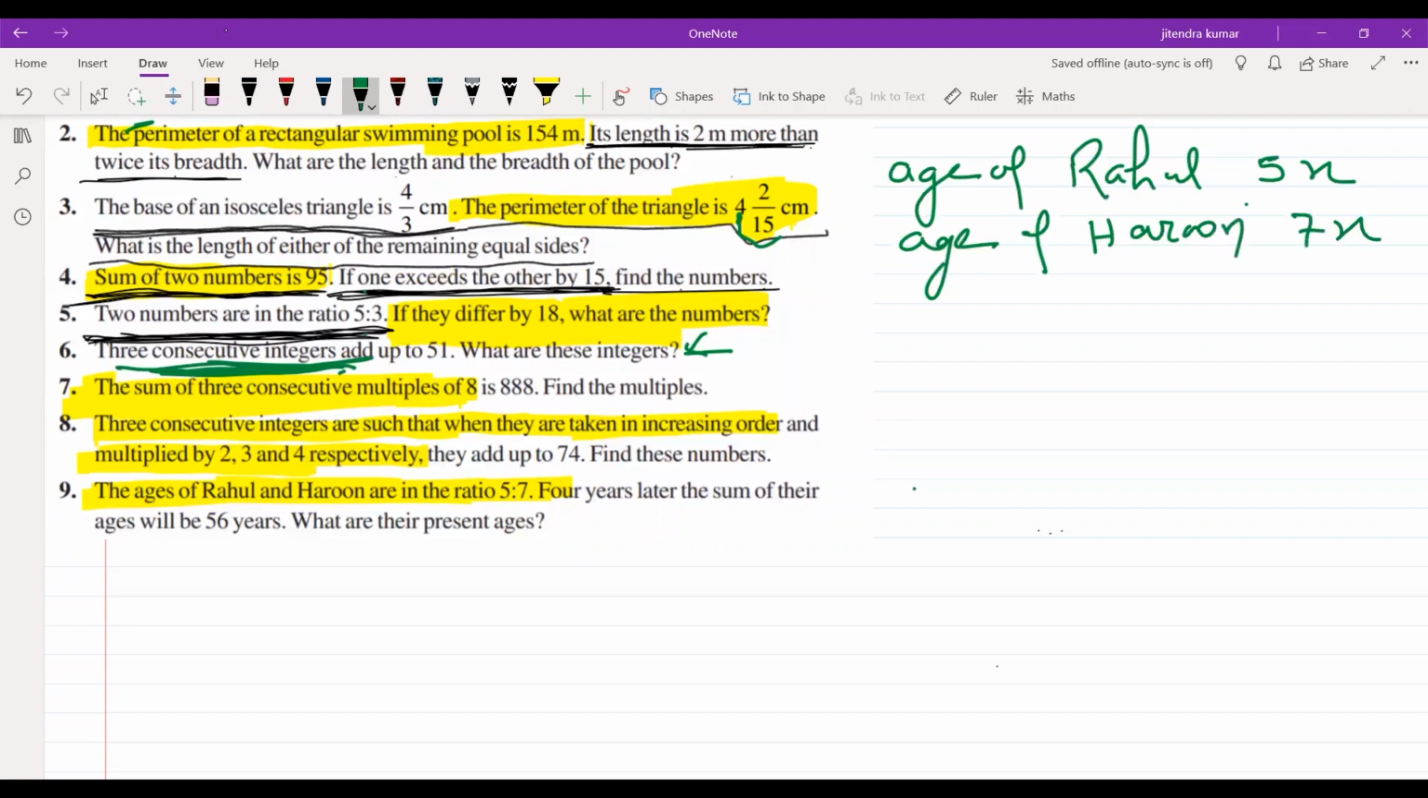Rahul's age is 5x and Harun's age is 7x. So these are their ages, 5x and 7x, that we have considered. Now the next line is important.